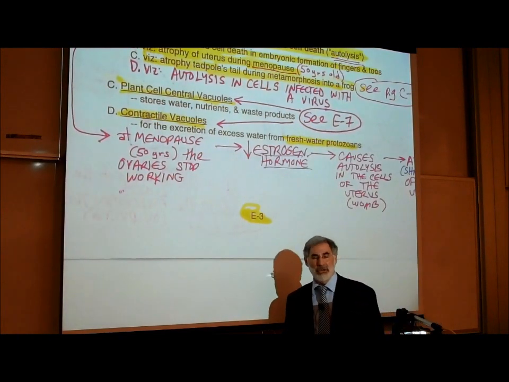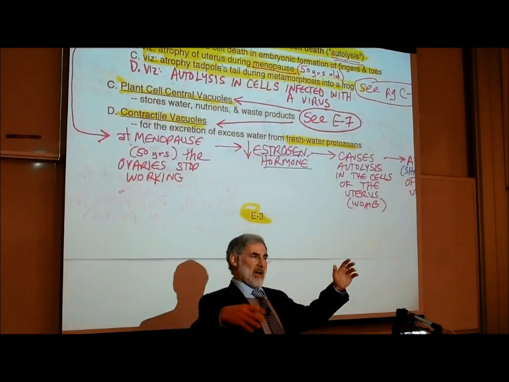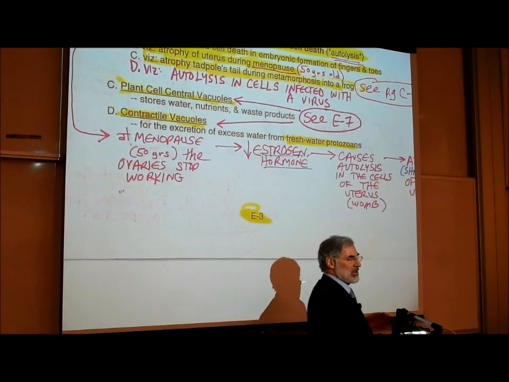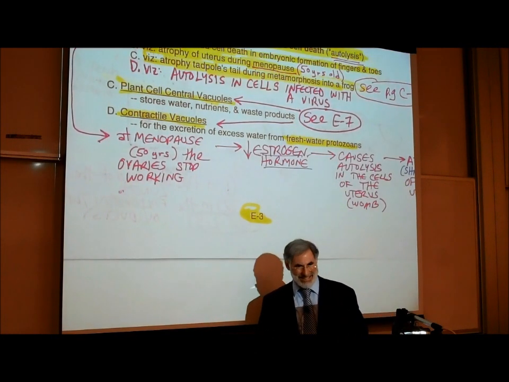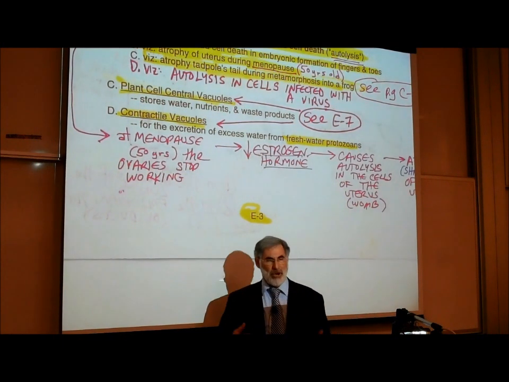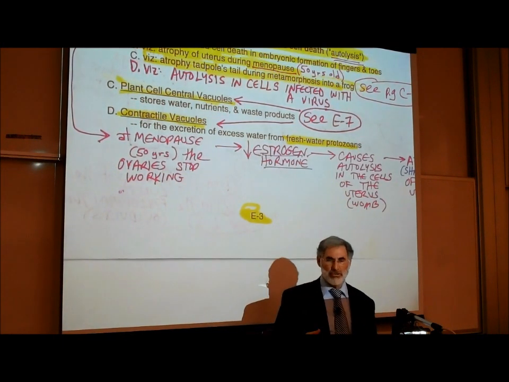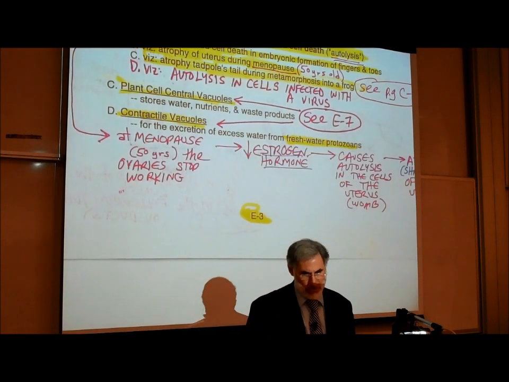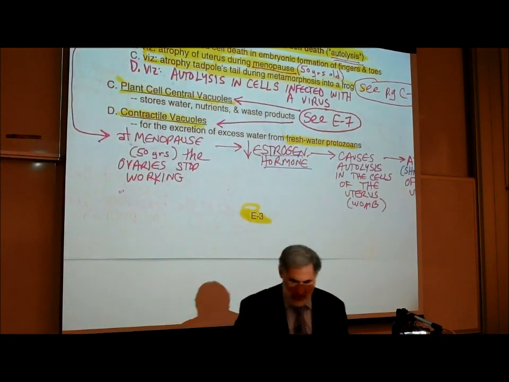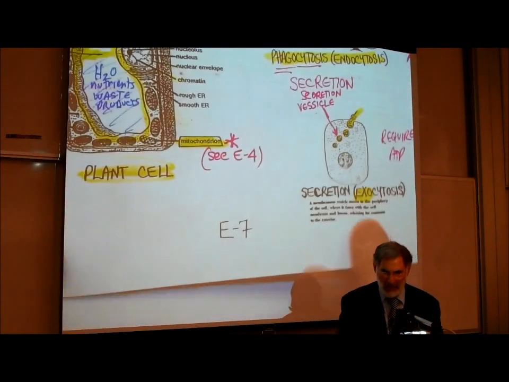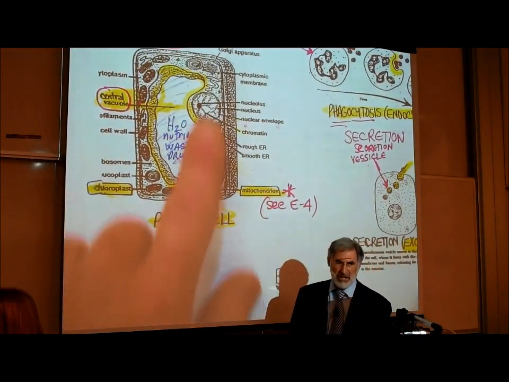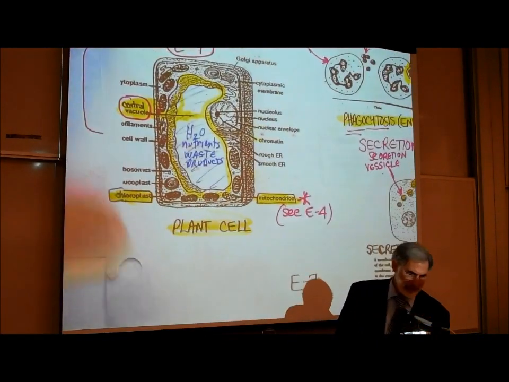Now, another vacuole, that's what we're dealing with right now, is vacuoles and vesicles. Another vacuole, a large sac, is found in all plant cells. And so those of you taking lab have learned this. There's something called a large plant cell central vacuole that stores water, nutrients, and waste products. Let's look at page E7, where we have a picture of this on the bottom left. So on the bottom left on E7, it's got a picture of a plant cell.